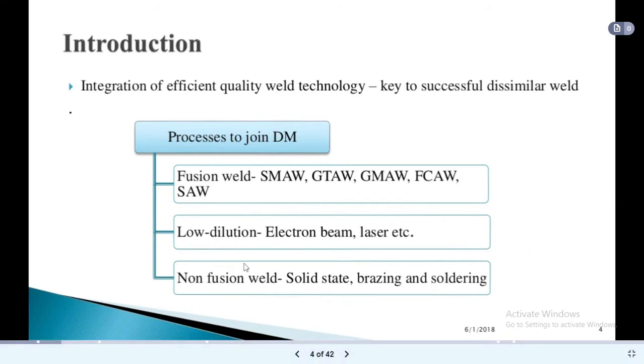And there are non-fusion welding processes, in which the material does not reach its melting point. These are solid state welding processes, such as friction welding or friction stir welding. Generally brazing or soldering are also used to avoid fusion.